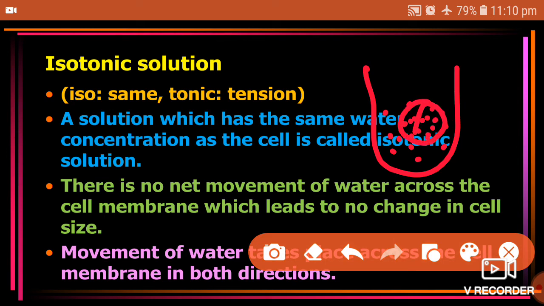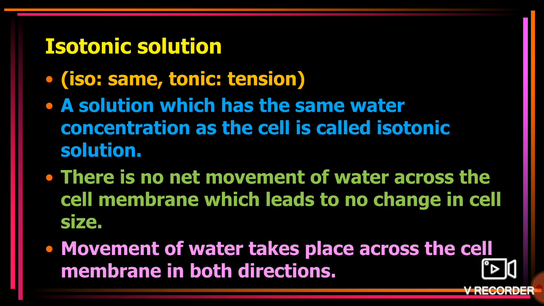So if the same concentration, the same density, is there inside the cell and outside the cell, there will be no net flow. Water will go inside and it will come out, but if you see the overall flow of water, there will be no overall flow, so there will be no change in the cell. The cell will remain as it is.